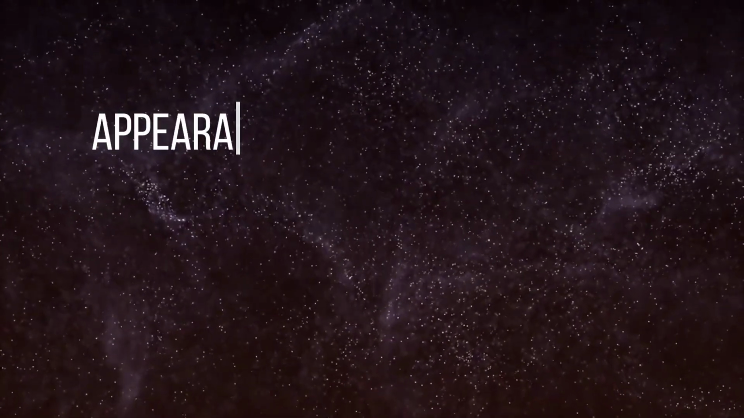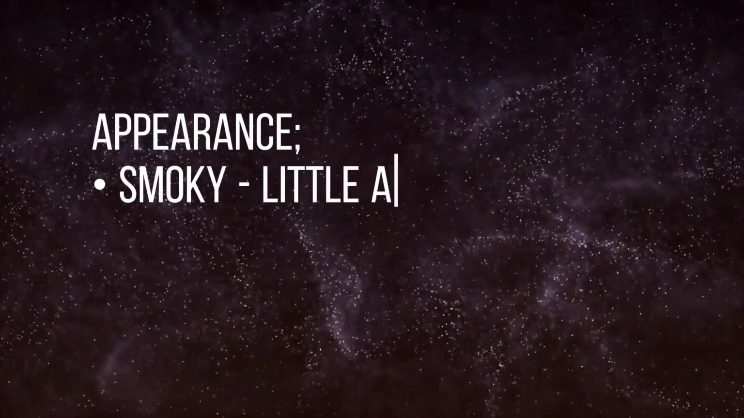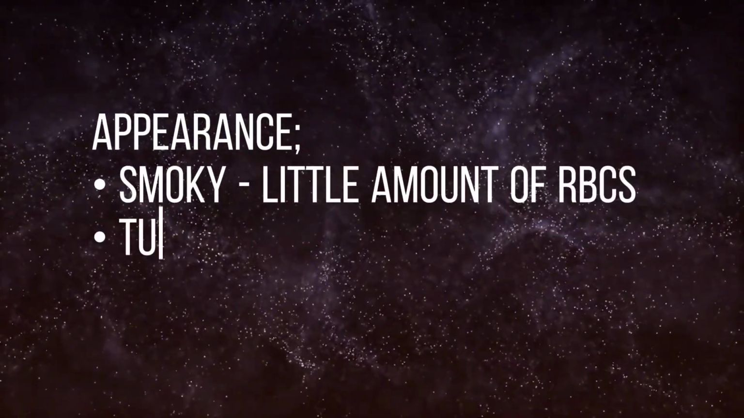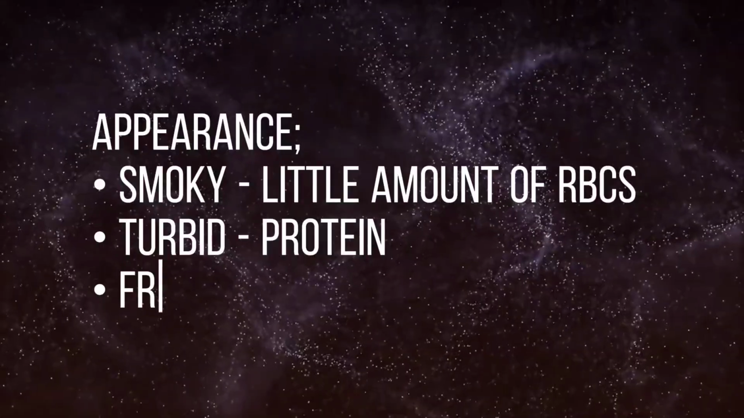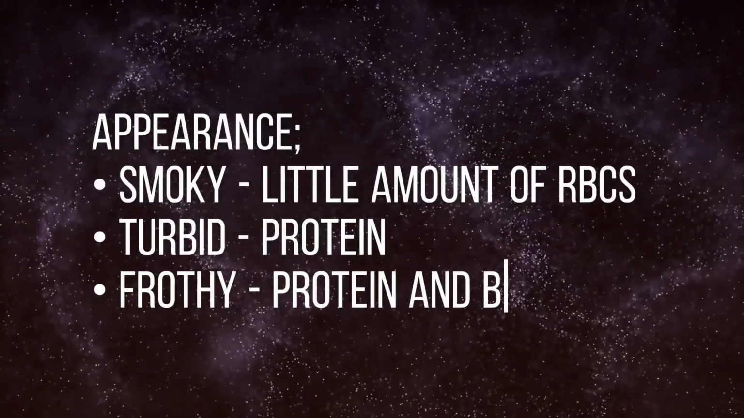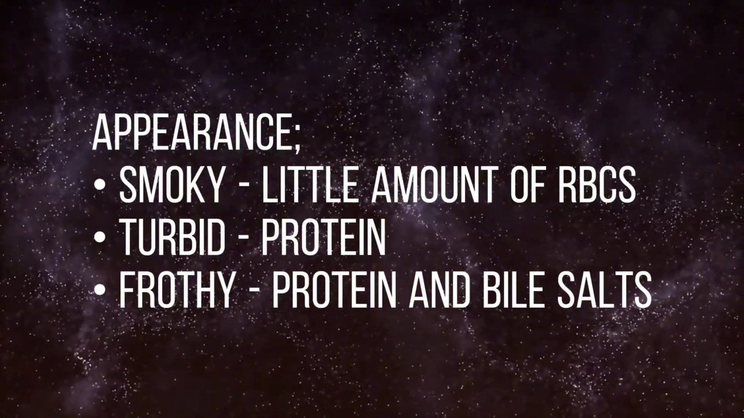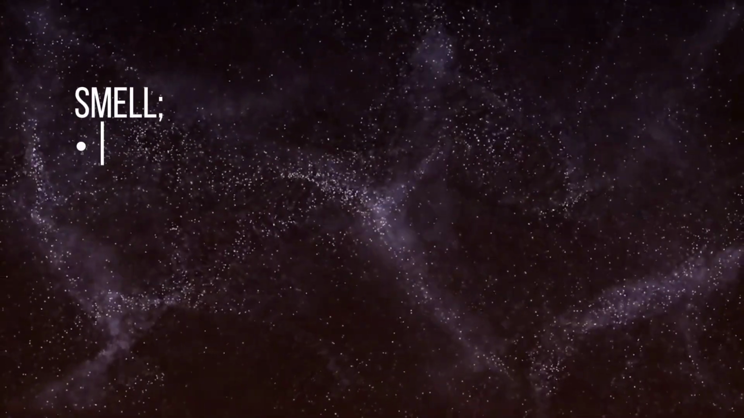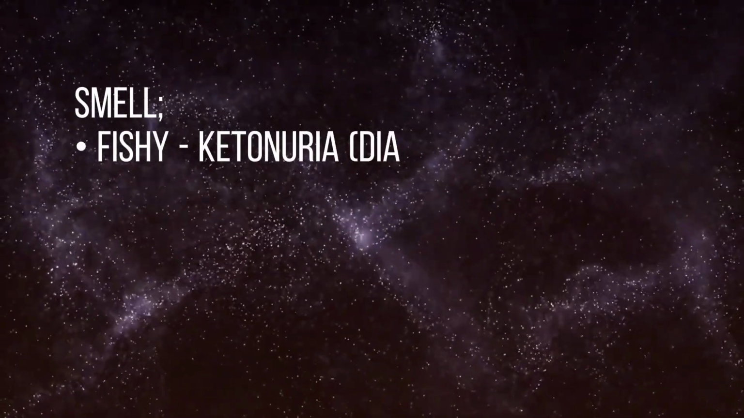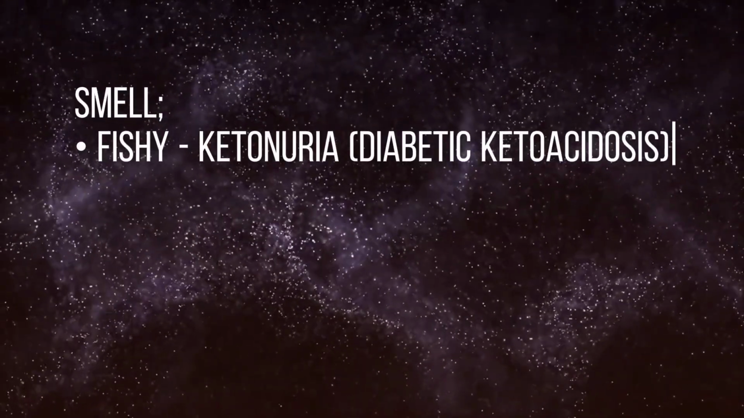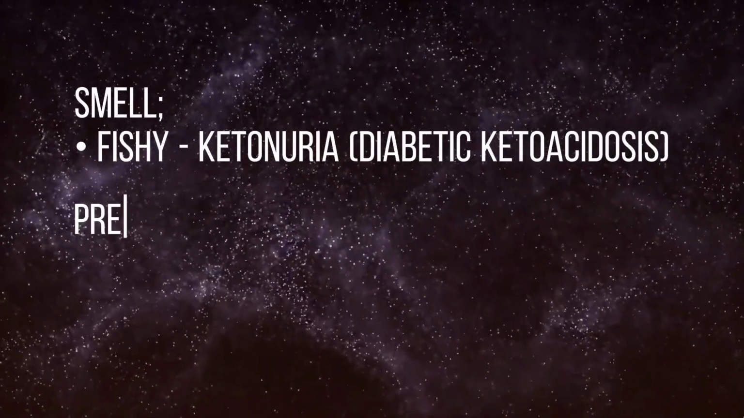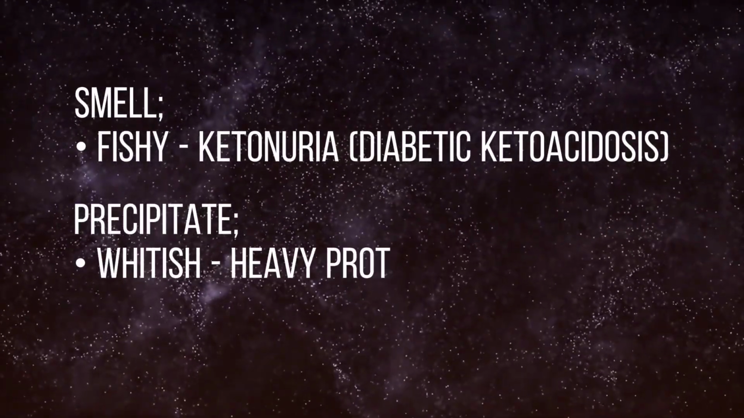The appearance of urine can change due to several conditions as well. A smoky appearance suggests a little amount of red blood cells in urine. Turbid appearance suggests proteins in urine. Frothy urine can mean protein and bile salts in urine. Urine can have a fishy smell if ketone bodies are present in urine, in the condition known as diabetic ketoacidosis. A whitish precipitate can be seen in heavy proteinuria.